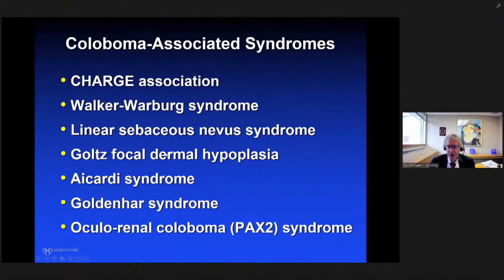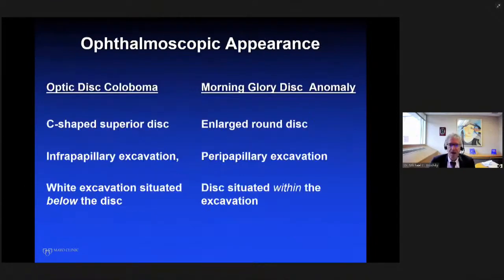And a lot of them have brain abnormalities. So you want to look for multi-system disease in these kids. And the way you tell them apart, with an optic disc coloboma, you have that C-shaped superior disc. Morning glory, you have an enlarged round disc. Coloboma, infrapapillary excavation. Morning glory disc, peripapillary excavation.